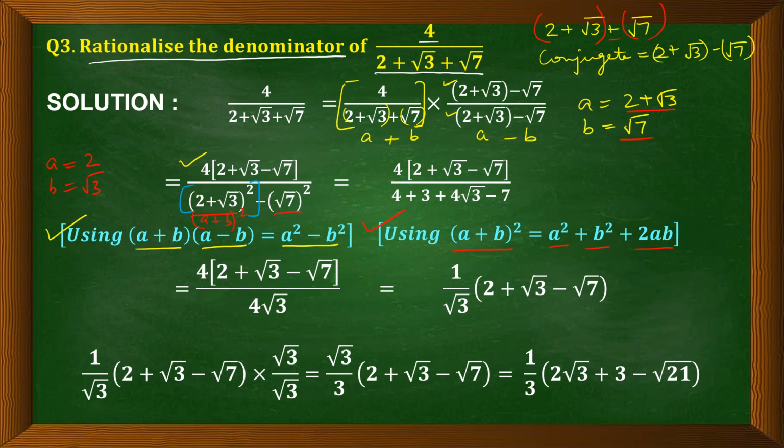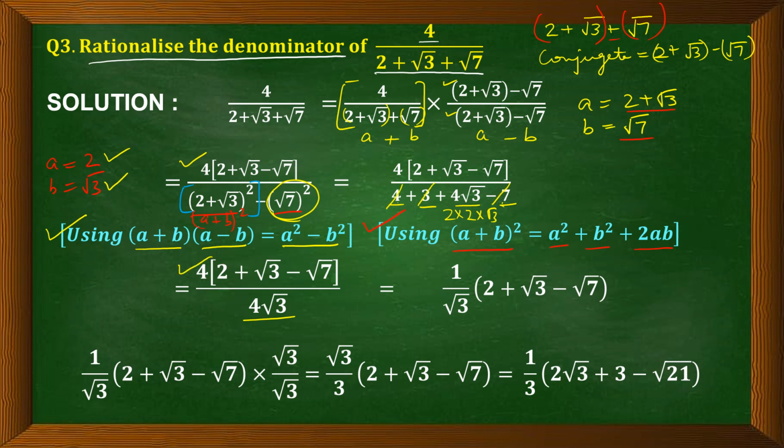So over here A is what? A is 2. So square of 2, that is 4. Now B square, that means square of root 3, that is 3. Now 2AB, so 2 into 2 into root 3, that will become 4 root 3. And then over here I have square of root 7, that will become minus 7, right? Now 4 plus 3 is 7, 7 minus 7 is 0. So I am left with 4 root 3 over here. 4 and 3 and 7 will cancel.